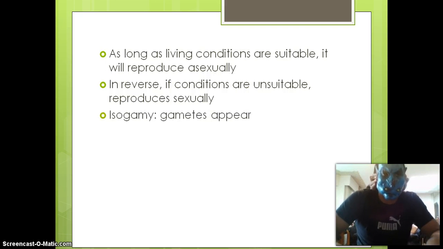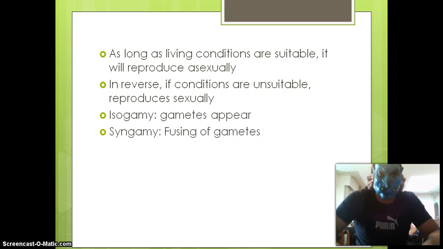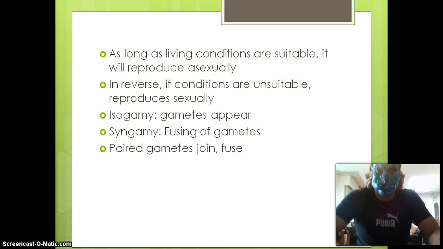Isogamy means that gametes appear. Syngamy means the fusing of gametes. Through sexual reproduction, the paired gametes join. They join flagella, and they spin around, causing them to fuse.